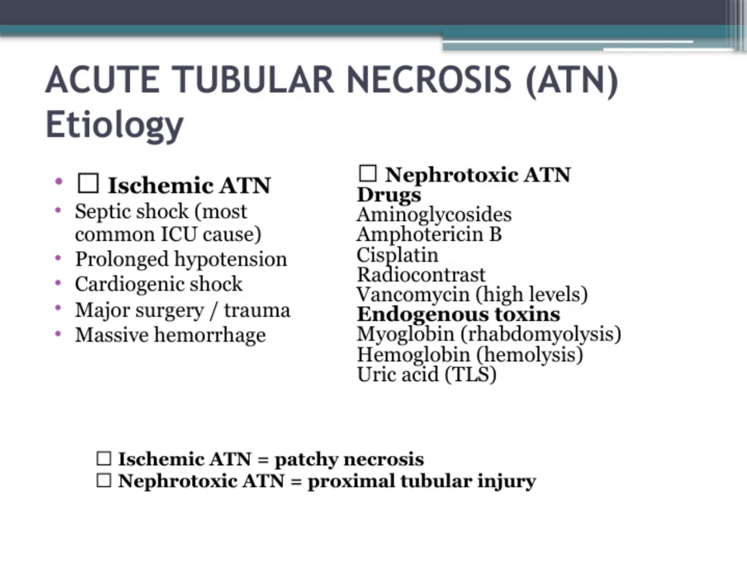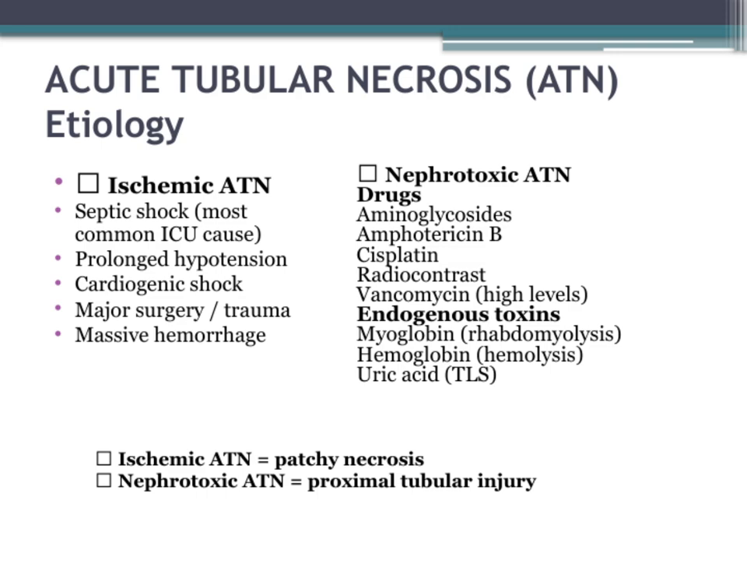Focusing on nephrotoxic ATN, the primary culprits are certain drugs and endogenous toxins. For example, aminoglycosides, which are antibiotics, can cause significant tubular injury when used at high doses or over prolonged periods. Amphotericin B, used for fungal infections, is also notorious for its nephrotoxic potential. Cisplatin, a chemotherapeutic agent, can damage the kidneys, and radiocontrast agents used in imaging studies are another common cause. Vancomycin, especially at high levels, can also lead to toxicity.